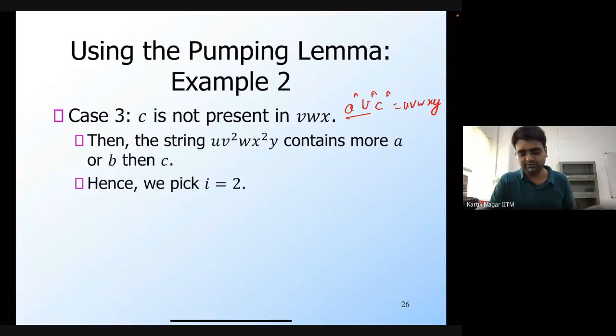This is where the pumping lemma for CFLs slightly differs from the pumping lemma for regular languages. We never came across a case in the pumping lemma for regular languages where we had to pick multiple pumping factors. But in this case, we may have to pick different i's for the different cases.